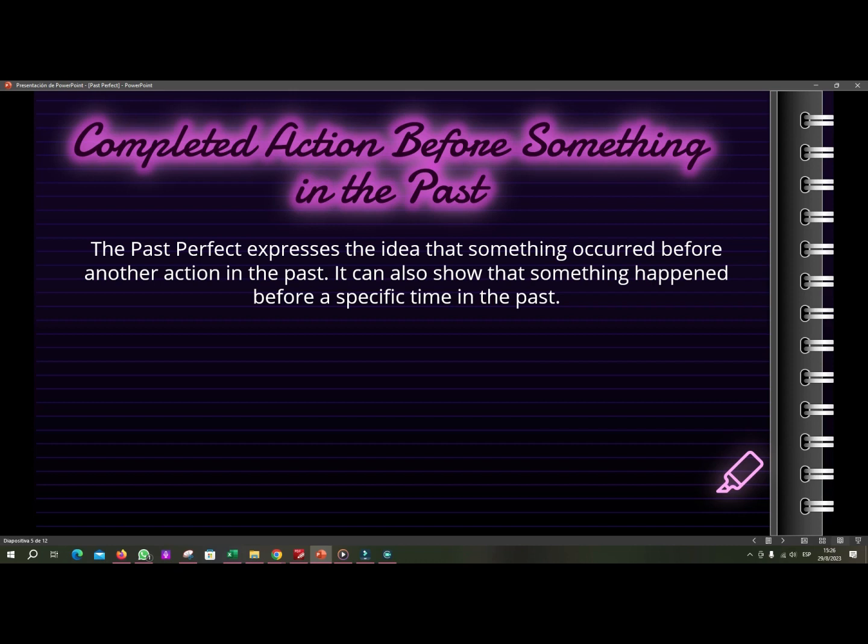The past perfect expresses the idea that something occurred before another action in the past. It can also show that something happened before a specific time in the past. Excellent. So we're going to use the past perfect for completing an action before something in the past. It says the past perfect expresses an idea that occurred before another action but still in the past.